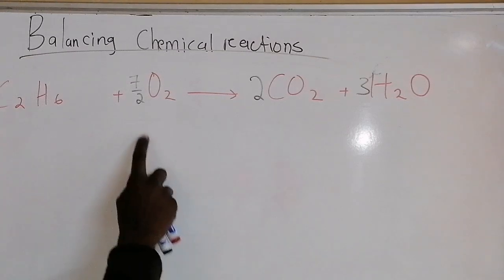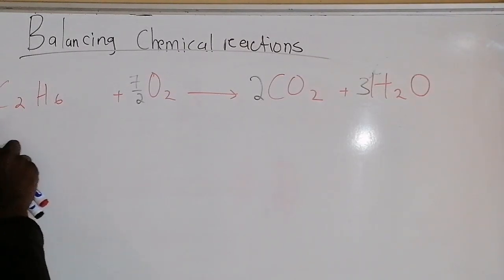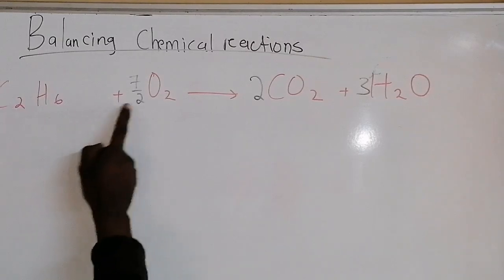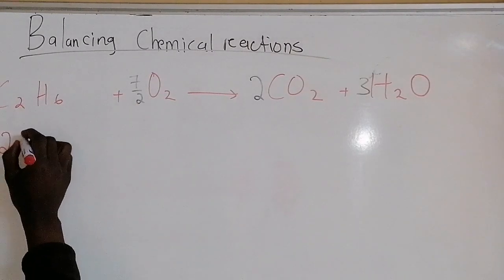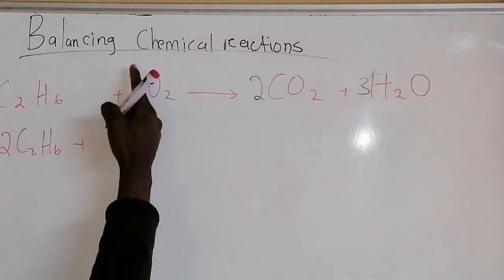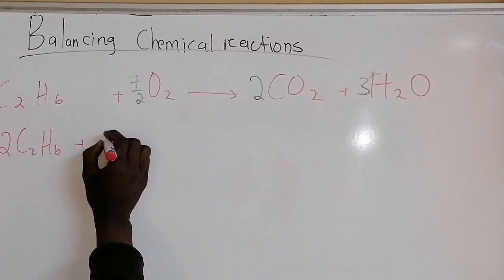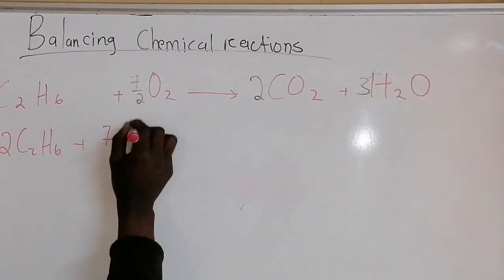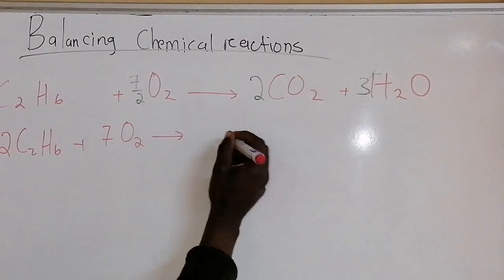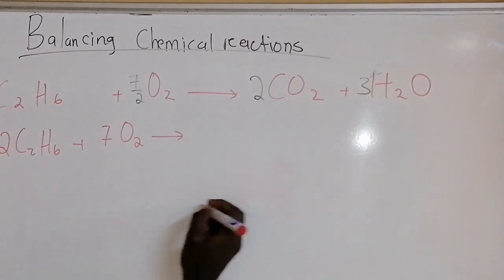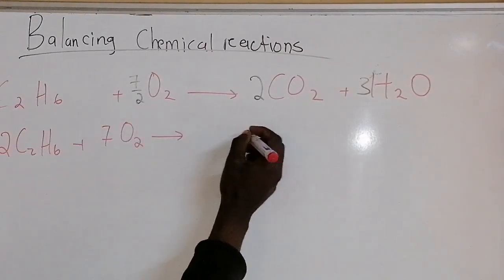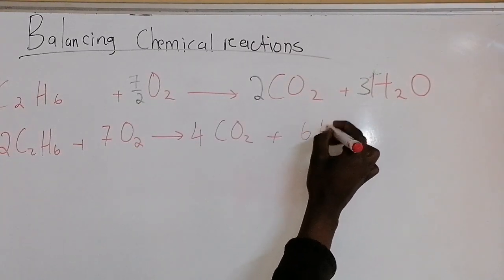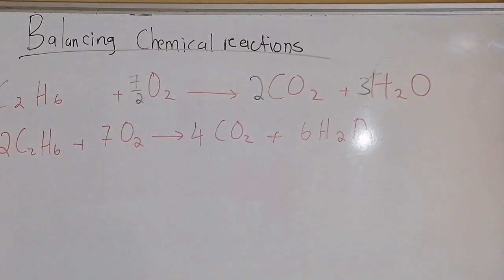Now what you have to do, you take that 2, which you divided with, and you multiply all the coefficients on this equation. So here, since we have 1, I will say 1 times 2. We'll have 2C2H6 plus 7 over 2 times 2, this will cancel that, we'll be left with 7, so 7O2. Then 2 times 2, since it is the lowest common denominator, this times that, it's 4CO2 plus this times that, it is 6H2O. Now let's prove if it is balanced.